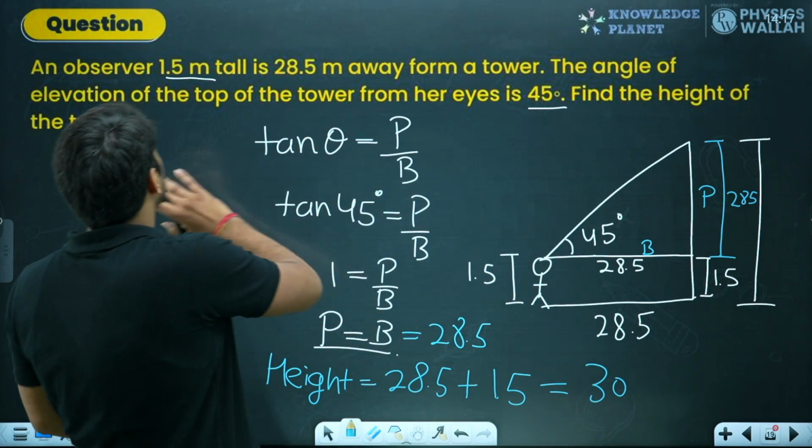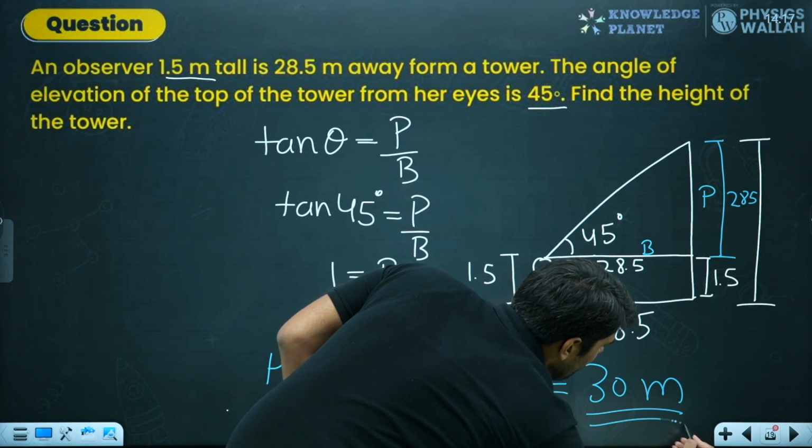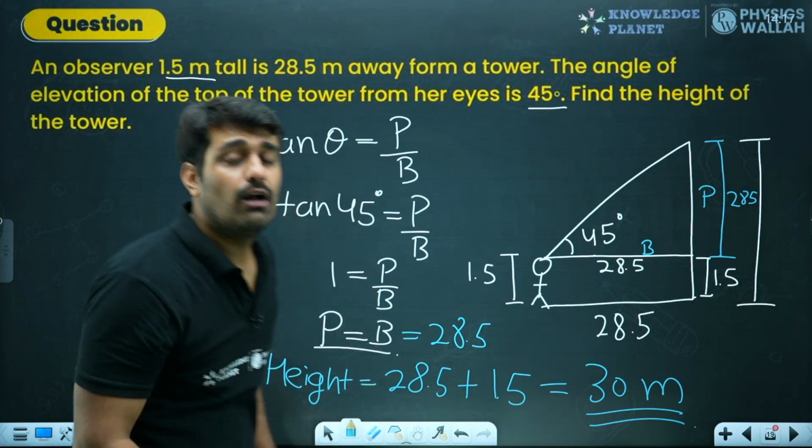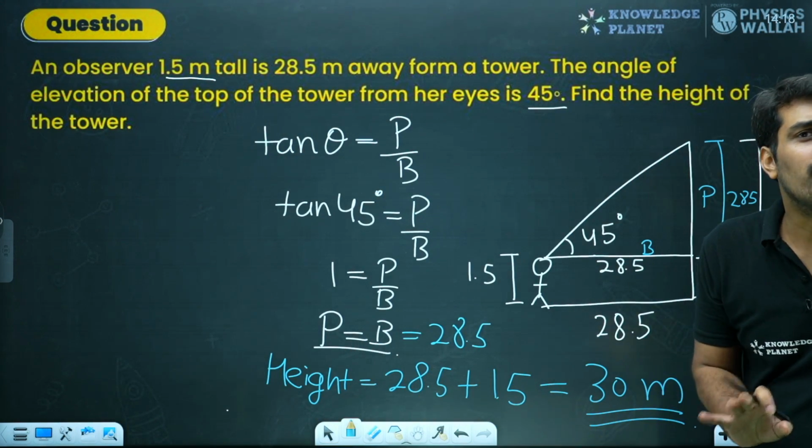What is the unit? Meter. 30 meters. Can it be kilometers? Can a building be 30 kilometers long? No, that's not possible.